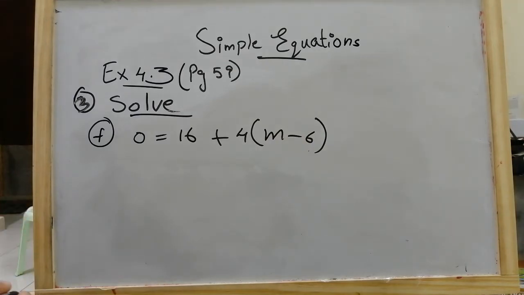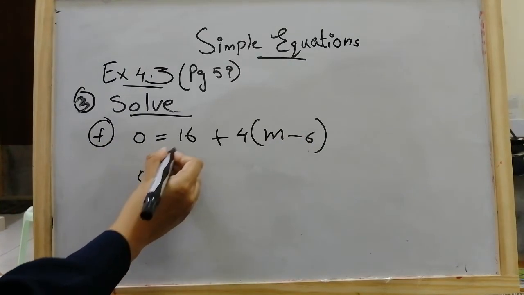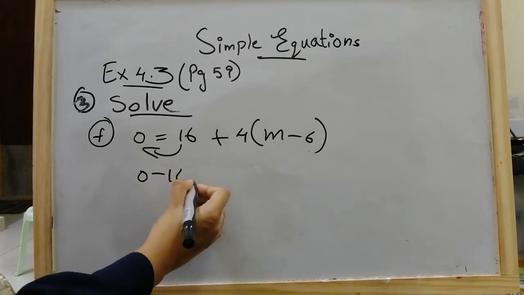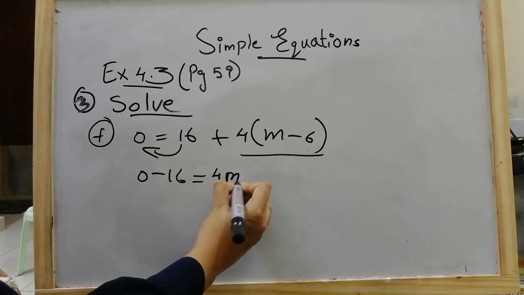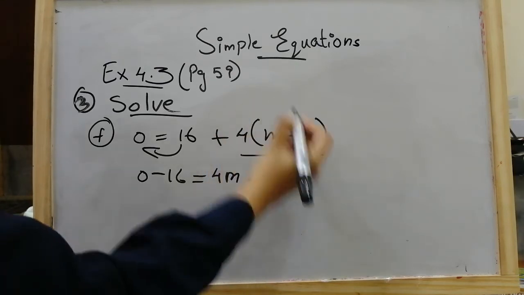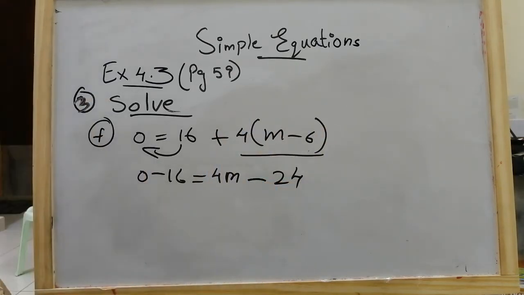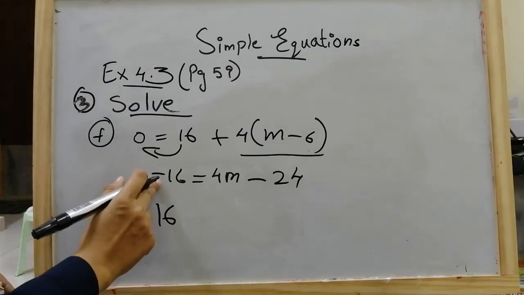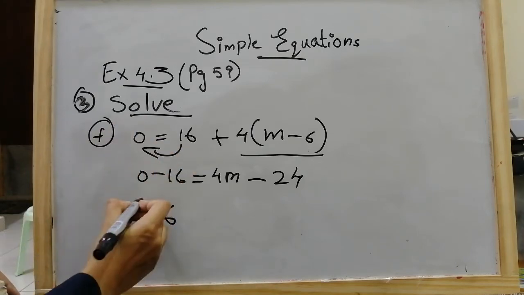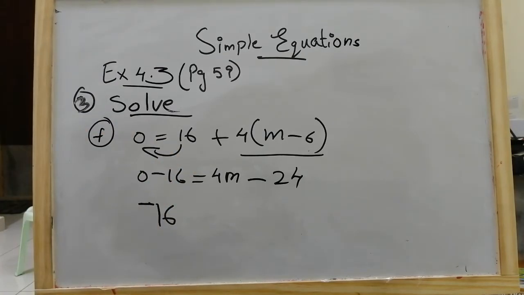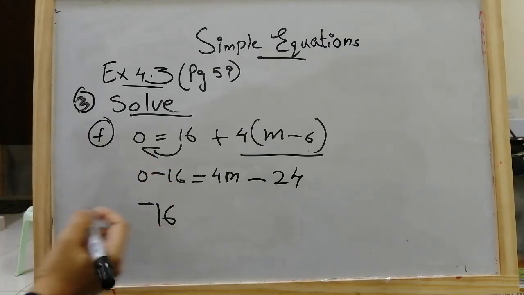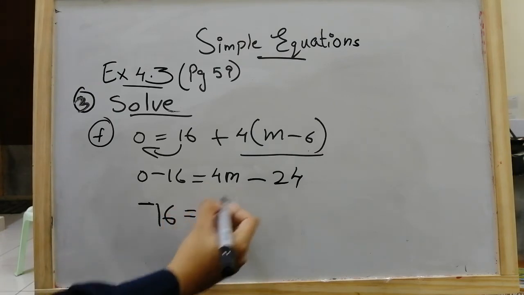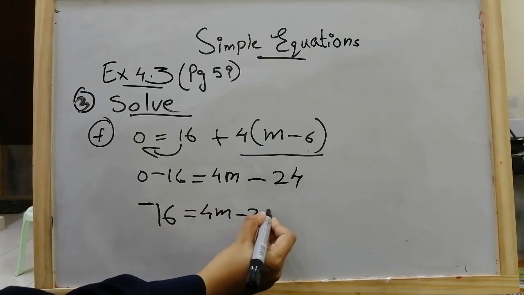Okay, here it is 0. Write 0 as it is, take 16 here, it is minus 16 is equal to, I'm going to multiply with the number outside the bracket, 4m, 4 into m, 4m, minus 4 into 6, 24. Now what is 0 minus 16? What is 16 minus 0? 16, right? So 0 minus 16 will be minus 16. How? Because the big number here is 16 and its sign is minus. Okay? Is equal to 4m minus 24.